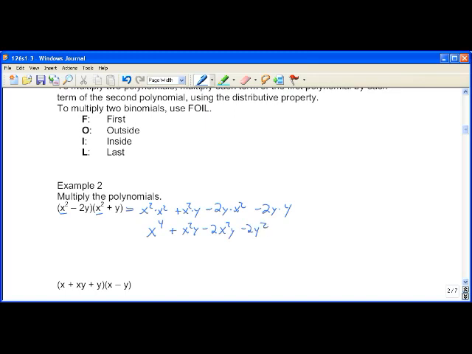And I want to point out what I did here is I had negative 2y times x squared. I wrote it as minus 2x squared y because we typically write our terms alphabetically. X comes first, so it's x squared and then the y. That's a common thing. So the only like terms we have here are the x squared y and the minus 2x squared y. It's x to the fourth minus x squared y minus 2y squared.